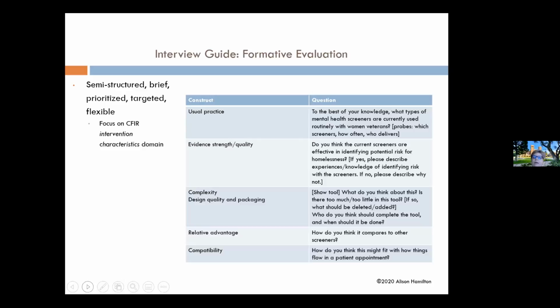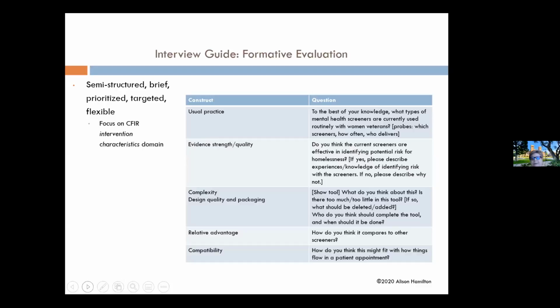Most of them are. And so our questions were things like, how do you think this tool compares to other screeners? So you really want to get at, here's what we're going to do. How does this relate to the other things that you're going to do? How might it fit with how things flow in a patient appointment? So is it compatible with what you're doing?